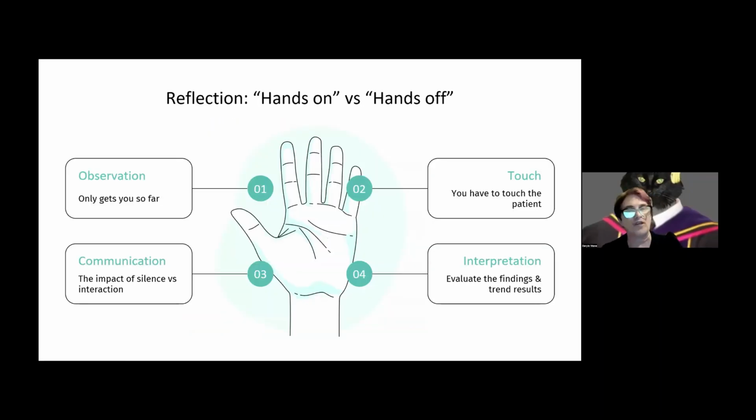Let's look at this and say hands-on versus hands-off. Well, first of all, inspection is the first building block of physical exam, but it's only going to get you so far, as we will see. The second important part is you have to actually touch the patient. And this can be a real conundrum because a lot of times, especially in a post-COVID world, we don't touch, we look from afar.